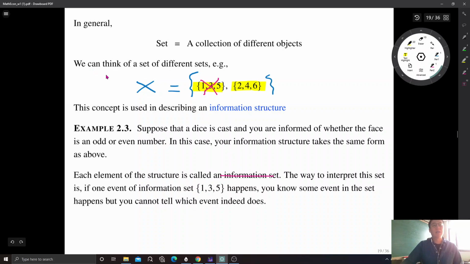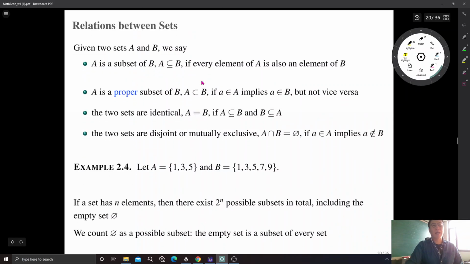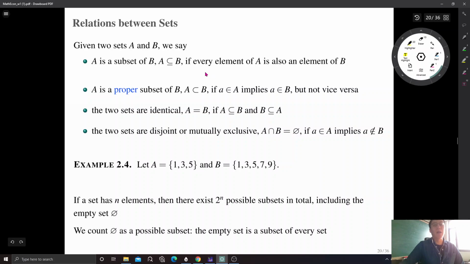So we can imagine a set of sets, and that is applied to economics as well. All right, and in the second slide, let me explain relations between sets.